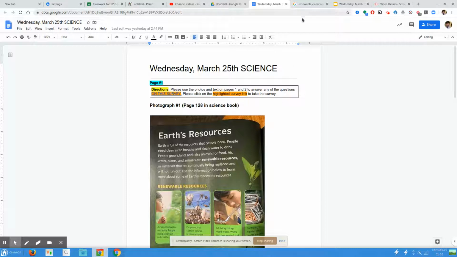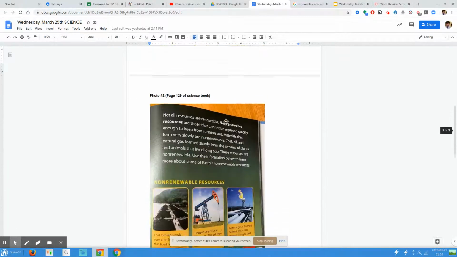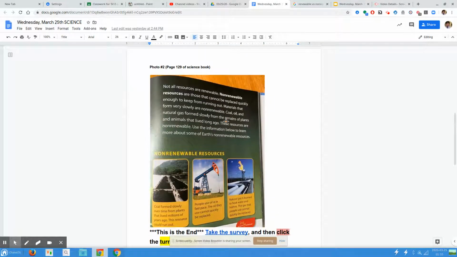So what we're going to do here is take a look at some resources that are not considered renewable. These are called non-renewable resources. These resources are not renewable because they cannot be replaced quickly enough to keep from running out. So these things can run out eventually, and they eventually all will run out because at some point we will not be able to replace them any longer. Things like coal and oil and natural gas.